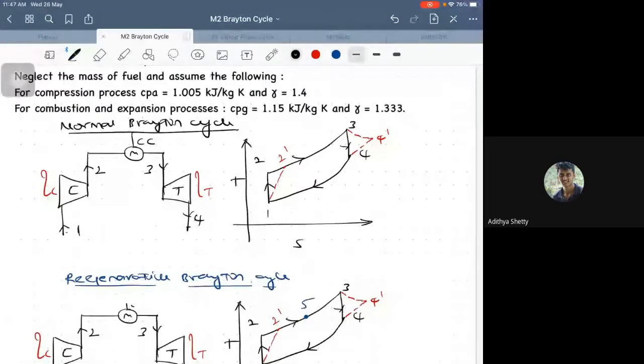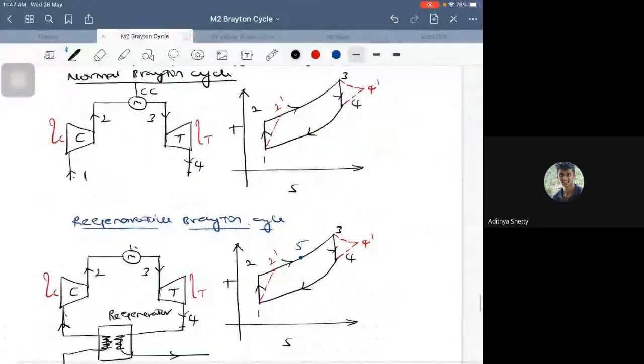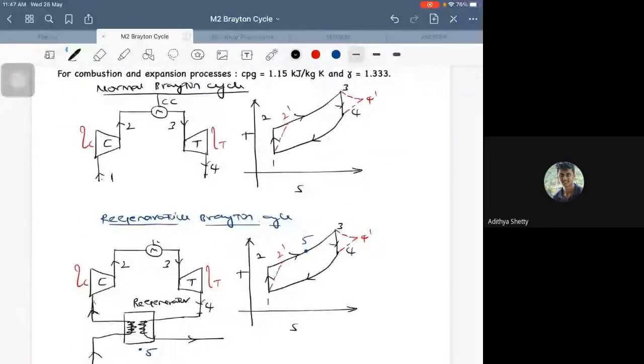So understood, between the normal and the regenerative Brayton cycle, what was the difference? Everyone? Yes, sir. Clear, right?